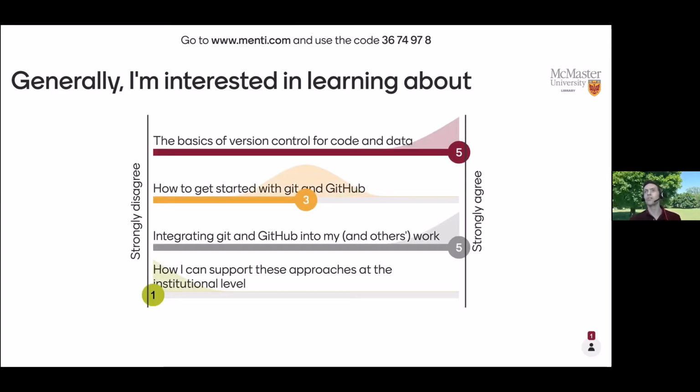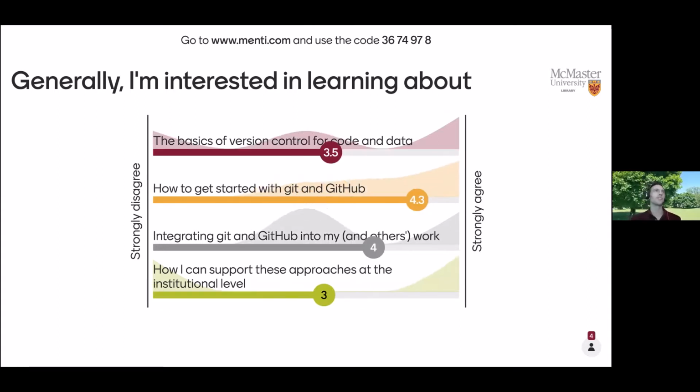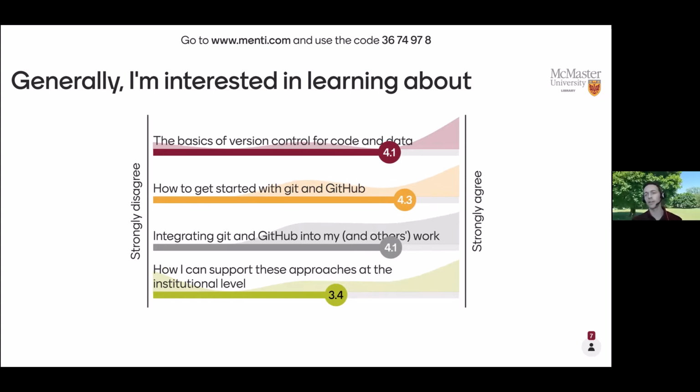So, I was just starting to worry that it wasn't working. So I see some numbers coming up here now. So first question is generally I'm interested in learning about. So do you want to just understand the basics of version control for code and data, how to get started with Git and GitHub, how to integrate it into your work and to others' work, and how to support it at the institutional level.